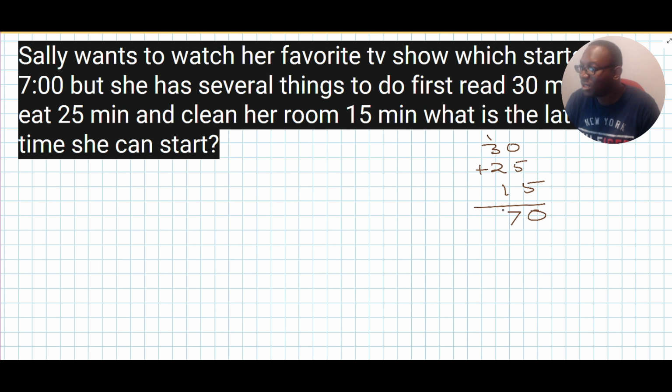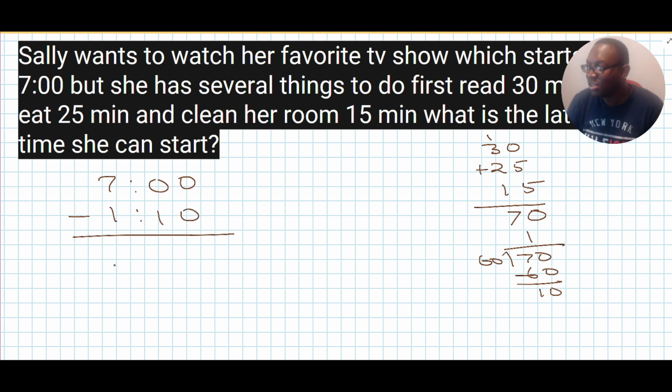But when you're dealing with subtracting time, you always have to remember that you can have no more than 60 minutes on the minute side. So you're going to convert 70 to hours and minutes. So let's do that. 70 divided by 60. We have 1 here, 1 multiplied by 60, we have 60. I subtract and I'm left with 10. So now I have 7 o'clock, but I need to make sure that I get something done in 1 hour and 10 minutes. So we're going to do our subtraction.